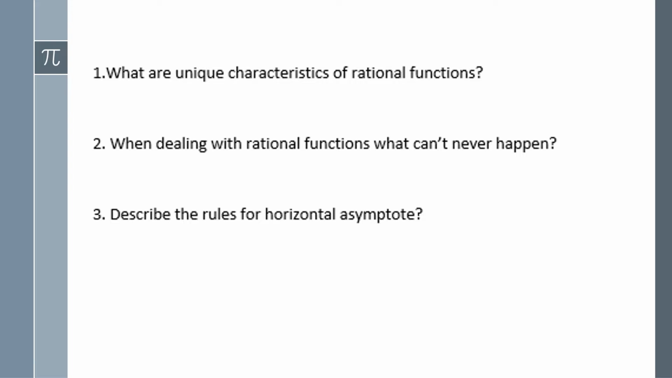What are unique characteristics of rational functions? Y'all know the answer. This is my favorite word that you heard me use a lot: asymptote. Yes, my Algebra 2 students, you're going to be hearing about that more so in pre-calculus.